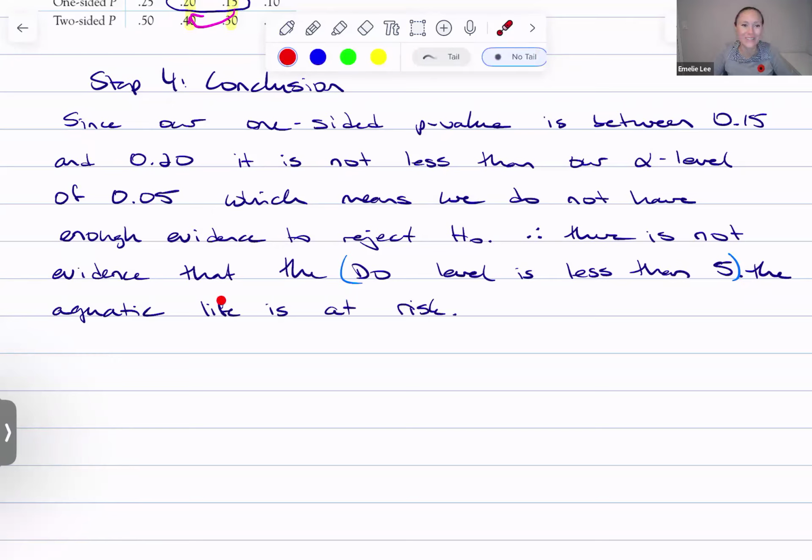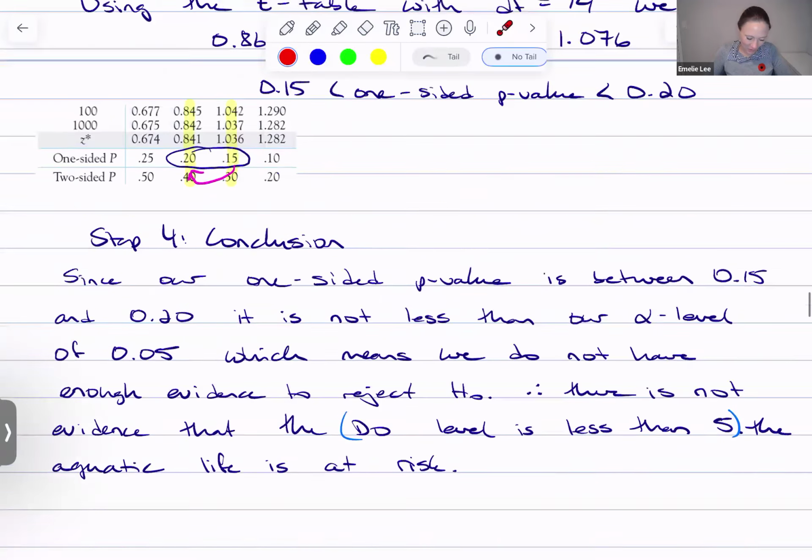Therefore, there's not evidence that the aquatic life is at risk, or if you prefer, the dissolved oxygen level is less than 5. Which is great news for all the fish. Nice. Perfect. Good.